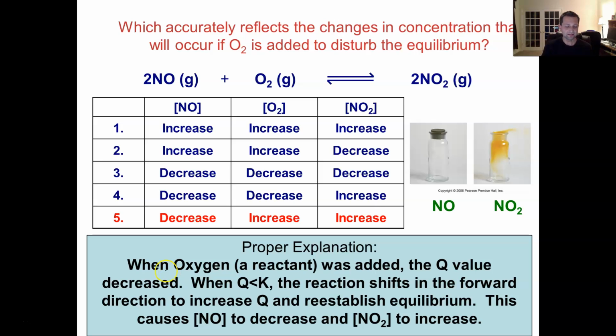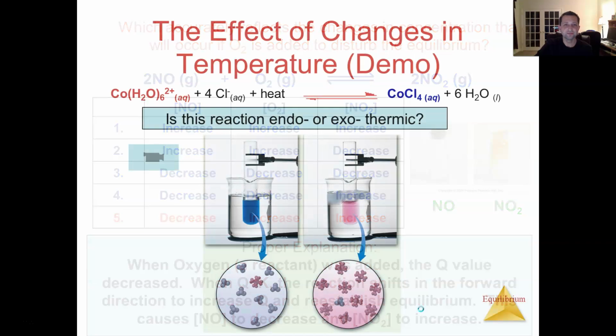When you look at this, it says when oxygen, a reactant, was added, the Q value decreased. The College Board is big on this. Anytime you change a concentration, whether it's of a reactant or a product, you can't just say there's a stress on the system so it shifted in a particular direction. You have to mention Q when the concentration changes. So write that down, and make sure you have this proper explanation to tell me what Q does, then how the reaction shifts to counteract that change in Q. And that basically takes care of concentration.